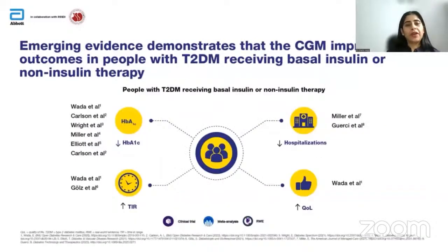Again, there is a lot of evidence which demonstrates that CGM improves outcomes in patients with type 2 diabetes who are even on basal insulin or even on non-insulin therapies. So as you can see here, you have all these studies, Vigersky et al., Carlson, Wright, Miller, Elliott et al., and the Carlson et al. studies clearly showing a reduction in HbA1c when CGM is used. You have studies showing an improvement in time in range, evidence on reduction in hospitalizations, evidence on improvement in quality of life when it comes to patients with type 2 diabetes, even on non-insulin therapies.